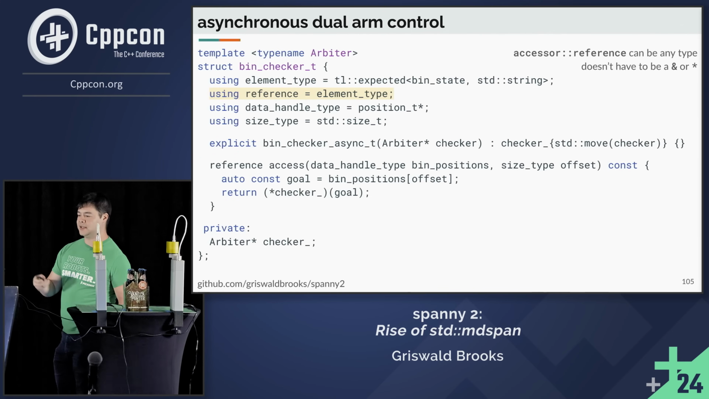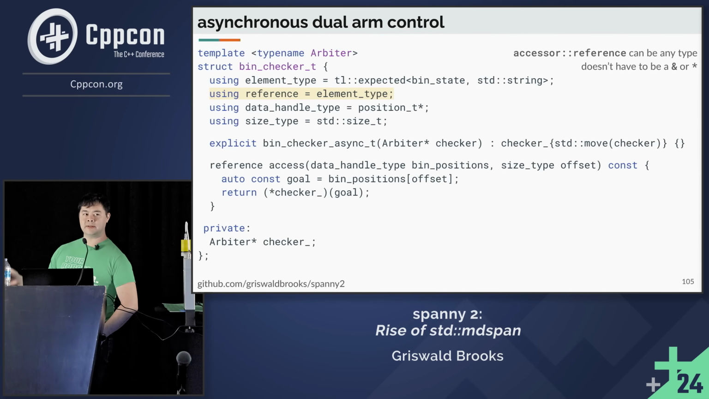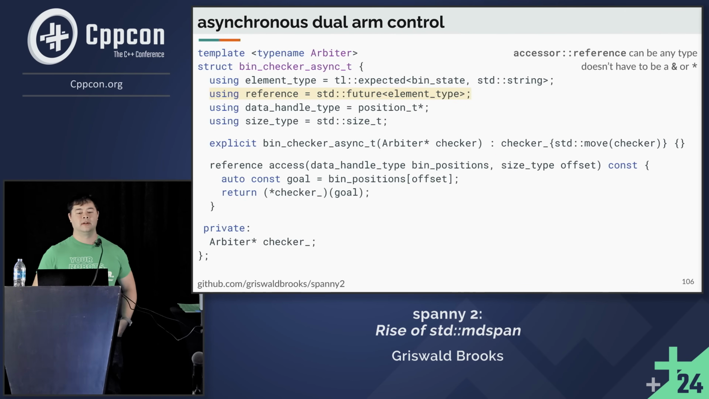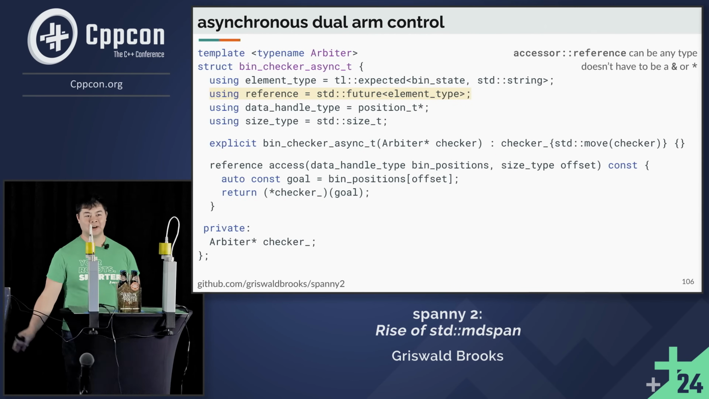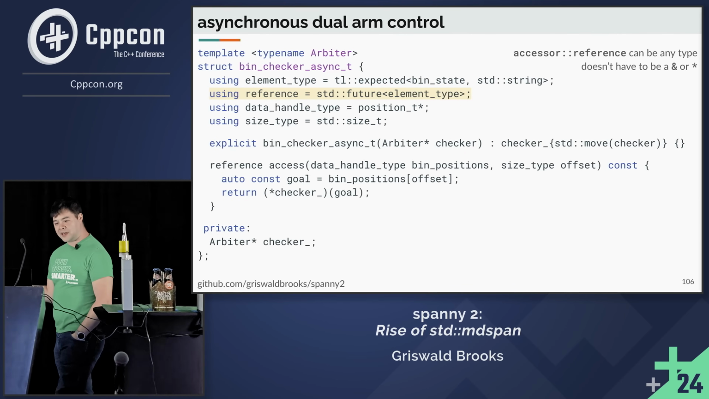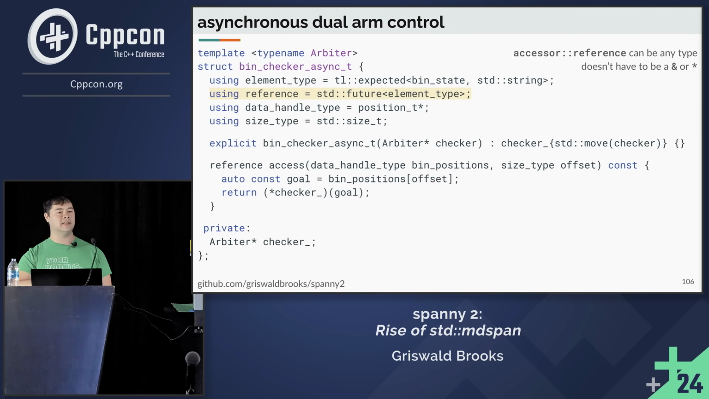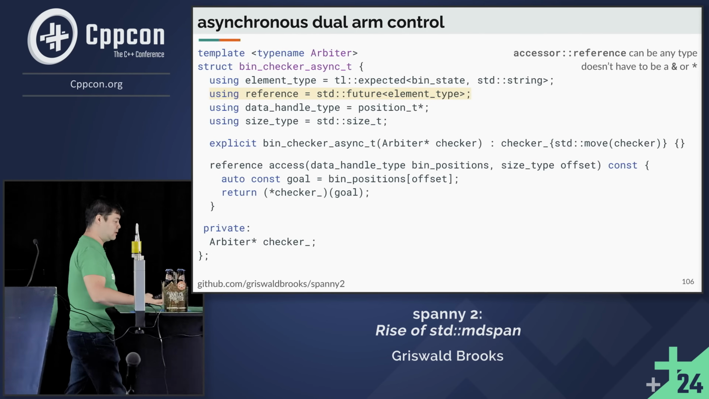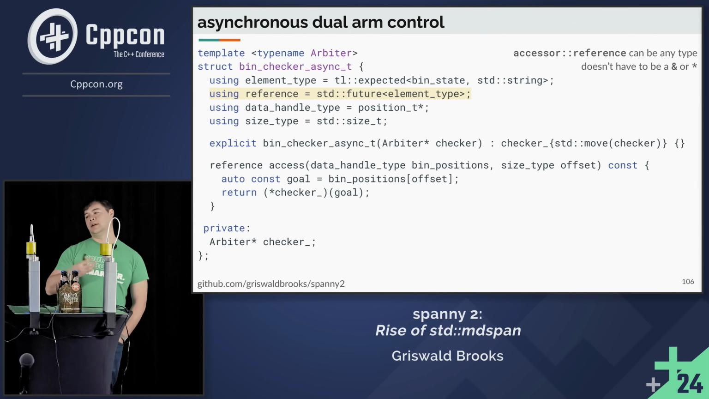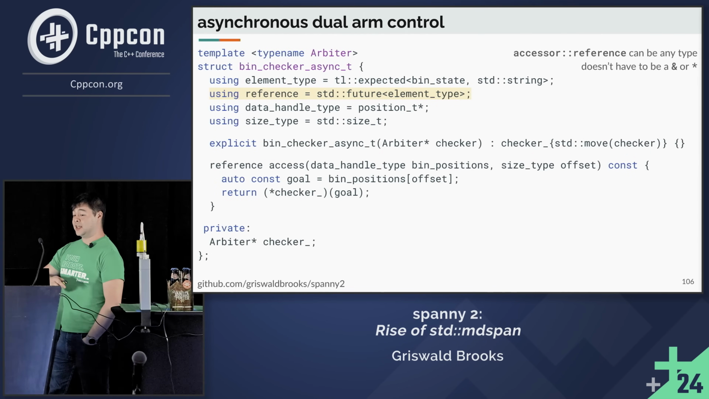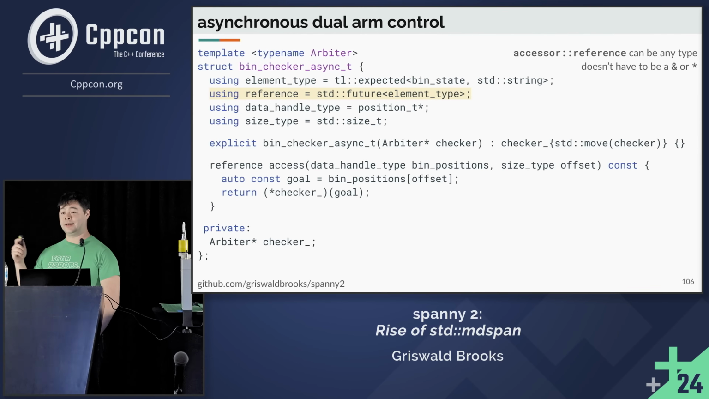Looking at the reference type, it's just the same as our element type. Let's make one change. Let's make that a future. All we had to do was make that a future. We didn't have to change anything else about the Accessor policy. Again, it doesn't have to be a reference type unless you consider future a reference, which you could. It's also a monad. But we just make that change, and now we have an asynchronous Accessor type.